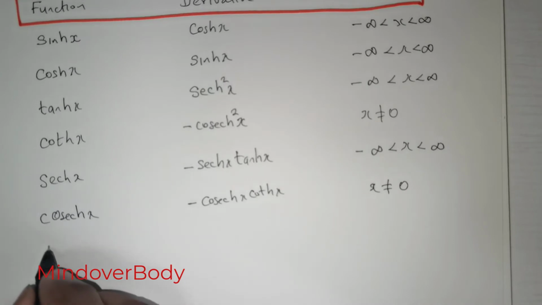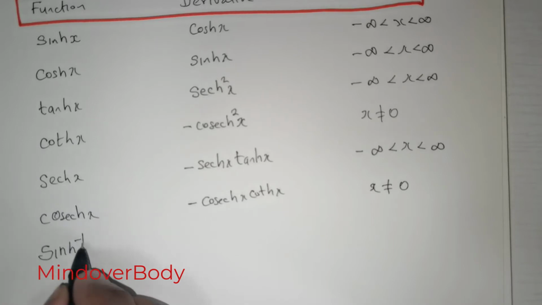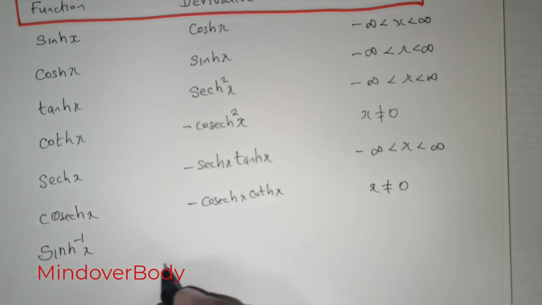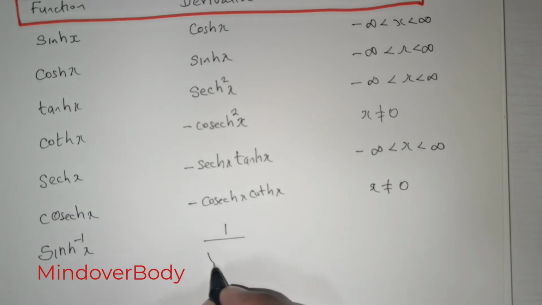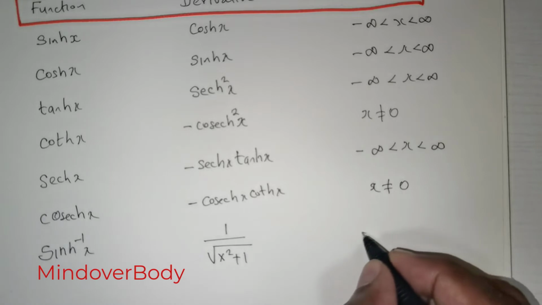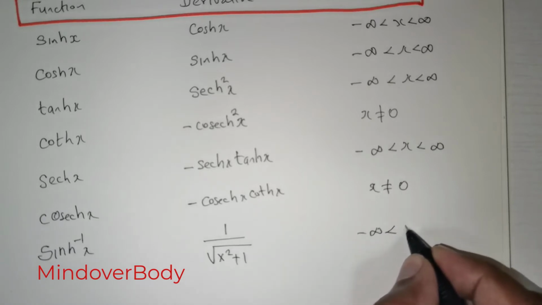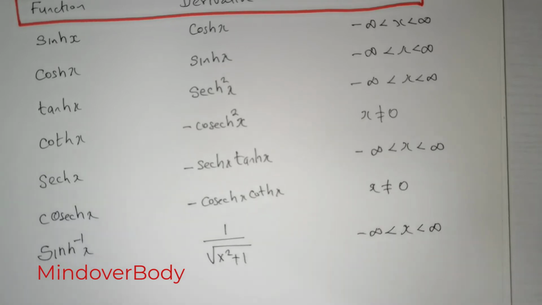So the next after csch is now the inverse hyperbolic functions. This is going to be sinh inverse of x. The derivative of sinh inverse of x is 1 over square root of x squared plus 1. That is what we achieved in the question that we performed in the earlier section. And the domain is valid for values of x in negative infinity to infinity.